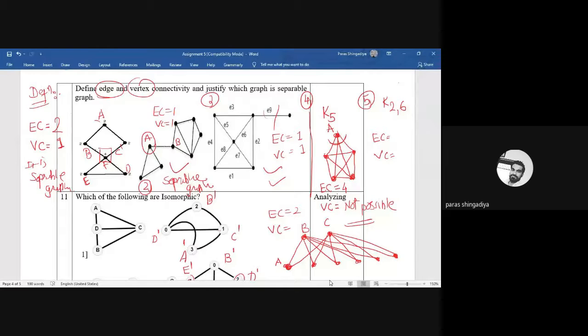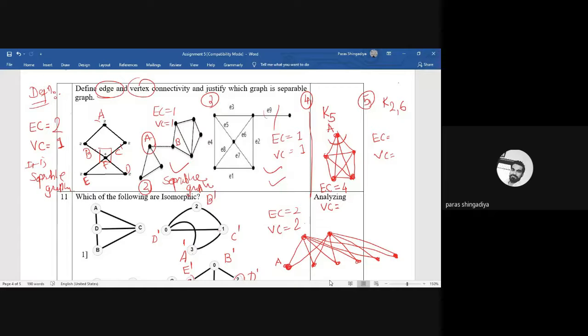So what will be the answer of vertex connectivity? That will be 2. Clear? So in this type of graph, you just predict the direct answer here. In a complete graph, the degree of any particular vertex will be the edge connectivity, and vertex connectivity is not possible.